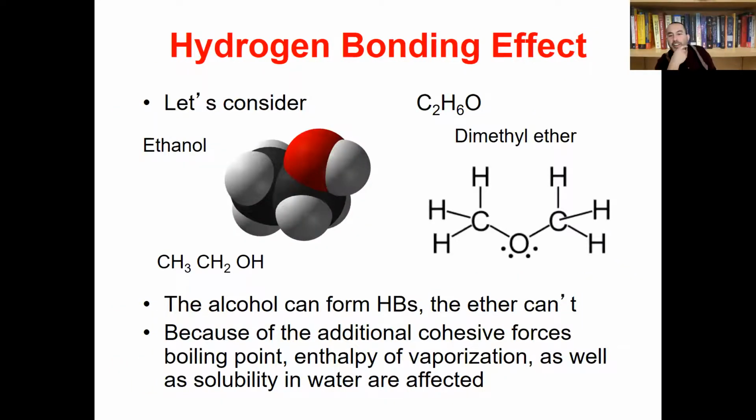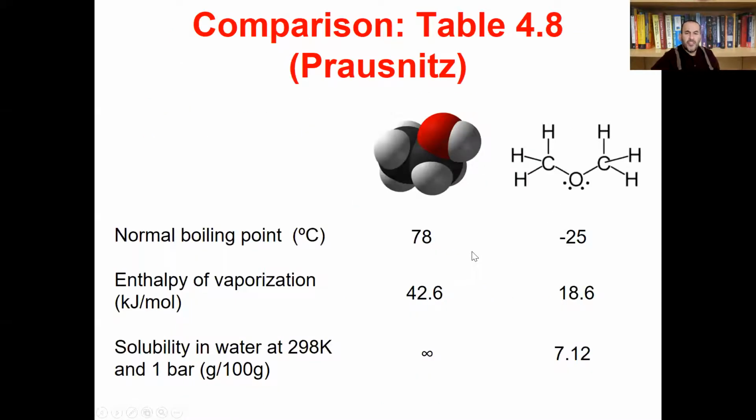Let's illustrate the effect of hydrogen bonding. You have ethanol and dimethyl ether, which have the same formula, but structurally they're very different. In the case of ethanol, you have OH literally sticking at the end of the molecule, but in dimethyl ether the oxygen is kind of protected. As a result, the boiling point of ethanol is 78, whereas dimethyl ether is minus 25 degrees Celsius.